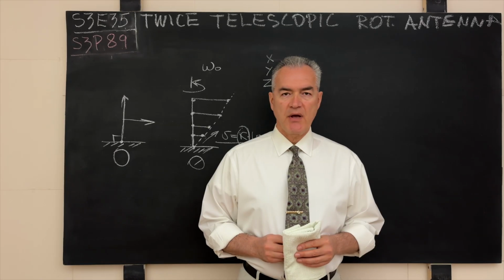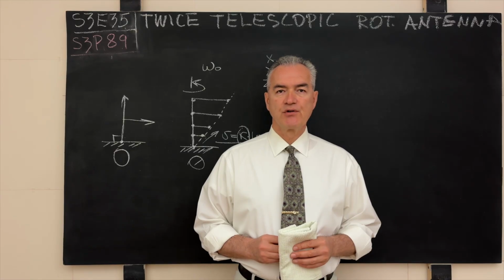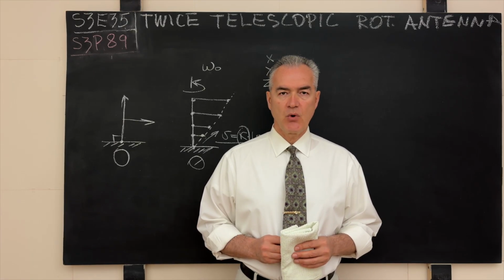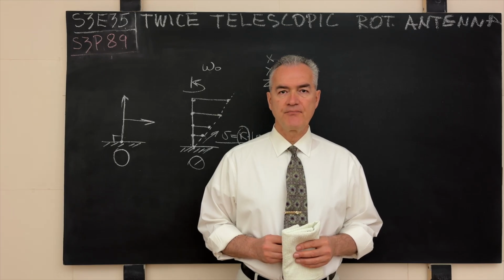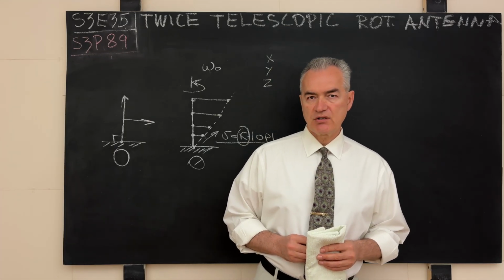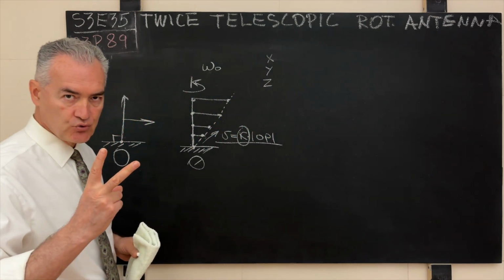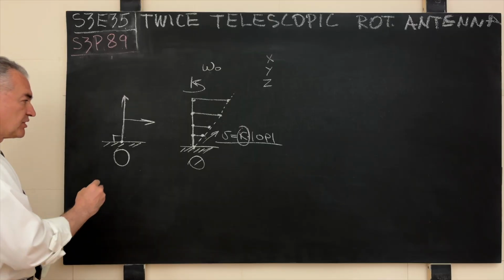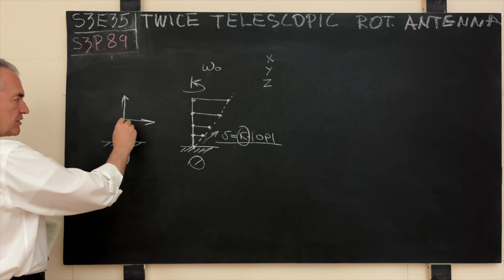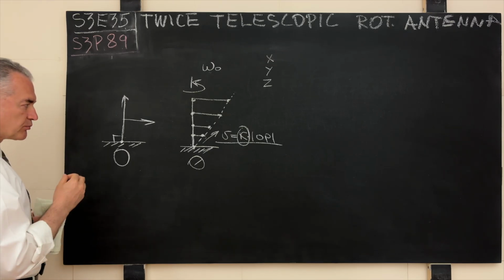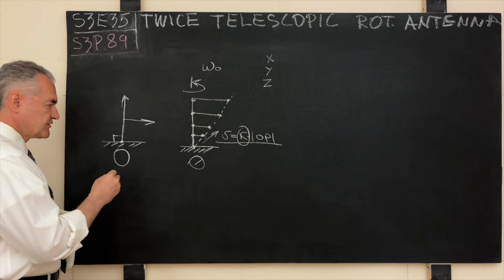In the physics problem S3P8, we are asked to recover the law of motion and the surface over which a point associated with a twice telescopic rotating antenna executes the motion in the following manner. Our twice telescopic antenna consists of two mutually orthogonal arms, the logically vertical arm and the logically horizontal arm. And the telescoping process of this arm unfolds as follows.